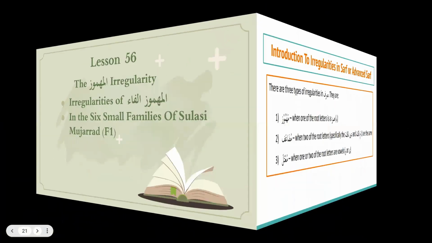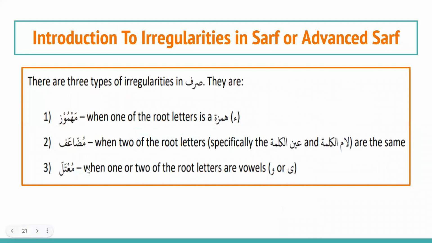Okay. So this is the same slide we did last time in lesson 55. This slide tells us what the 3 main irregularities in surf are. The first of them is Mahmouz. When one of the 3 root letters, that is one of the letters in the jizr, is Hamza, then it is called Mahmouz. When 2 of the 3 root letters are the same, that irregularity is called Mudaf. And the third irregularity is the one in which 1 or 2 of the root letters are weak letters, vowel letters, ya or wow.